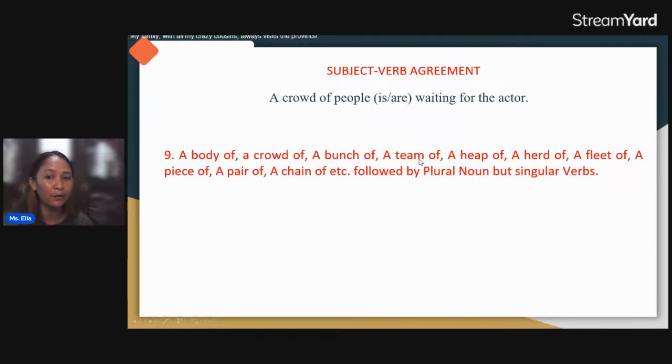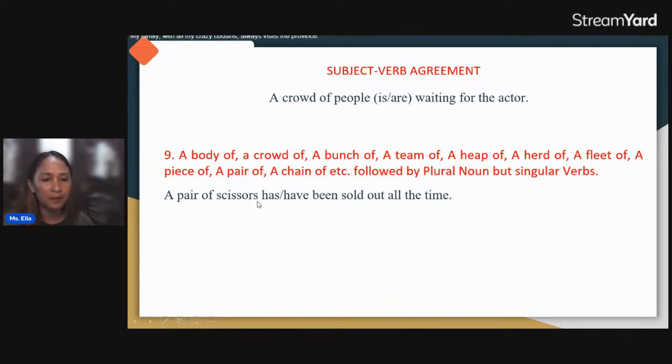Okay, so we have here the plural noun people, right? A crowd of people. That means it's a plural noun, but it takes a singular verb. Okay, very good. So that means a crowd of people is waiting for the actor. Singular verb. Okay, how about this one?